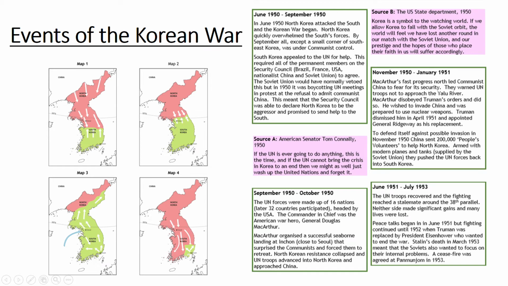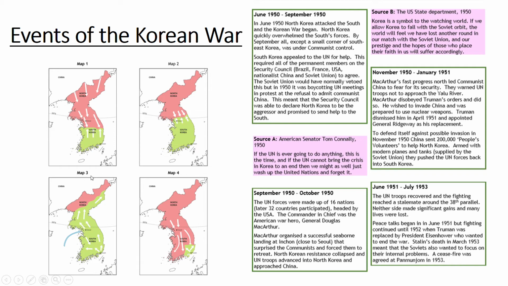South Korea appeal to the United Nations, who have a vote, and they agree that North Korea is the aggressor and that South Korea deserves some support. So they send in an army, and that army is led by a man called General MacArthur. He's an American. When General MacArthur lands in Korea, they very quickly push all the way back.